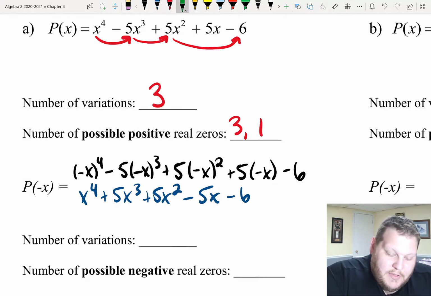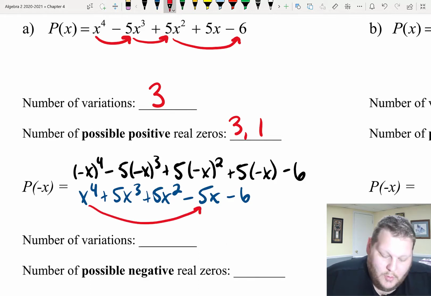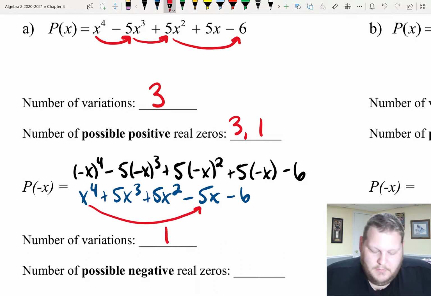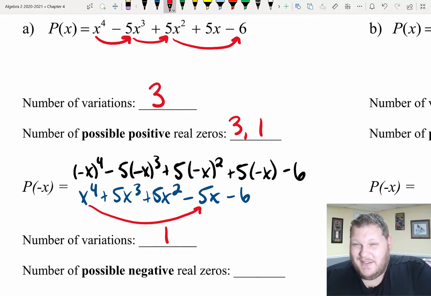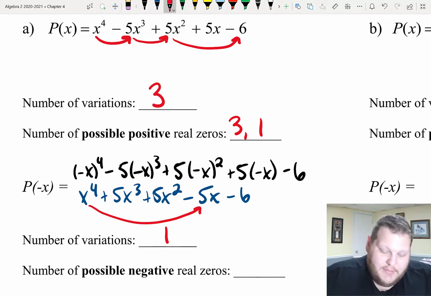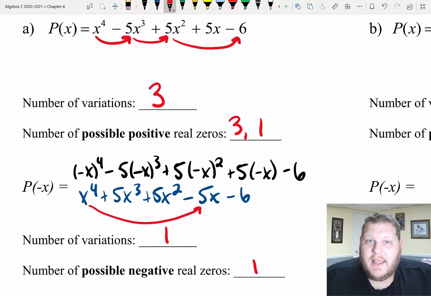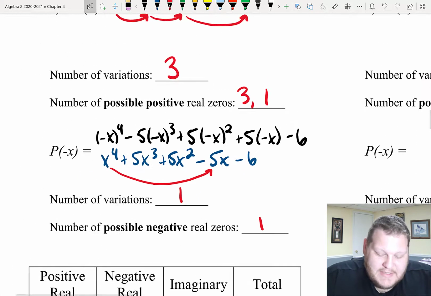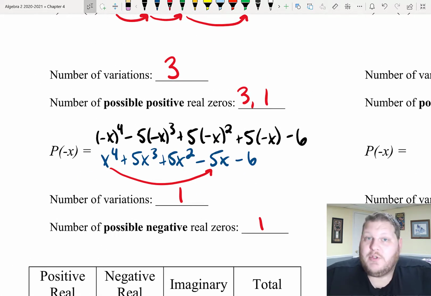So now when we do that analysis, we start out positive, we only switch once, right? Because my x to the 4th is positive, x cubed is positive, x squared is positive. It's not until you hit that negative 5x that you finally hit a negative number. So I've only got one switch, so I only have one possible negative zero, which actually we want that to be the case, because that tells us there's no other option. We have to have one negative real zero. There's nothing else. I have to have exactly one.